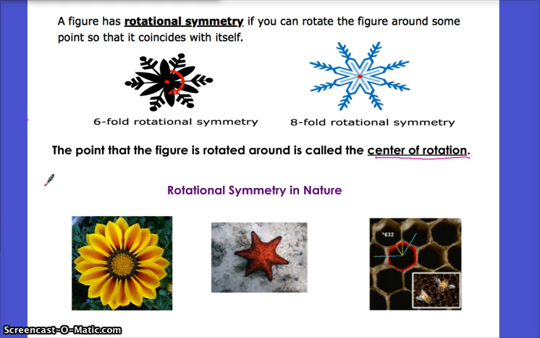Rotational symmetry is going to have a center of rotation. We'll practice that. And there's a couple examples that we would see in nature that you could rotate and it would land on itself. When we think about this starfish, if I rotated it once this end got there, that would be 1, 2, 3, 4, 5. So this would land on itself 6 times in one full rotation. And again, you might look at this and say, well, it's not exactly perfect, but you see what I'm talking about there.